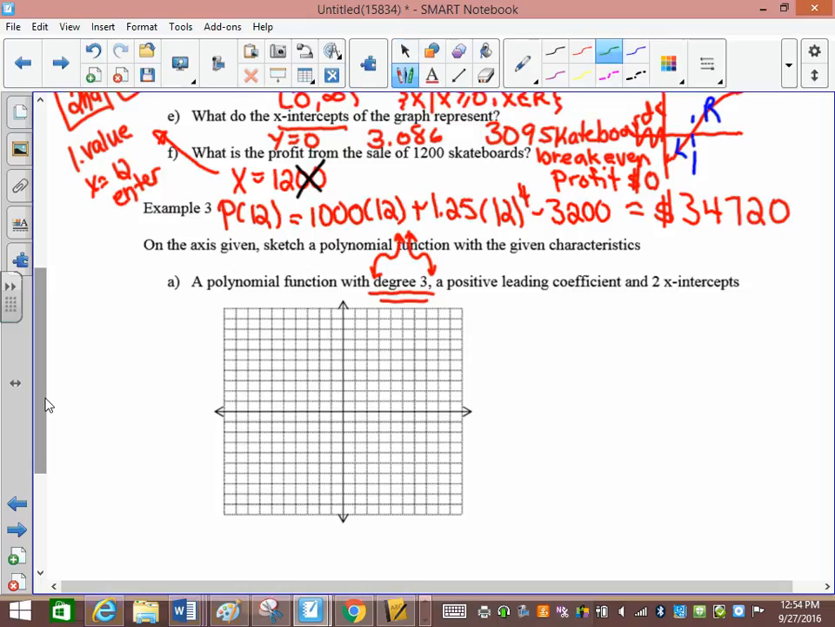What does positive leading coefficient mean? Positive leading coefficient. This is your end behavior on the right arm. If there's a positive leading coefficient, you end positively on the right. If there's a negative leading coefficient, you end negatively on the right. Doesn't matter what degree, that's how it works. So positive leading coefficient means I end up on the right. And 2 x-intercepts means 2 times touching the x-axis. Touching and going through.